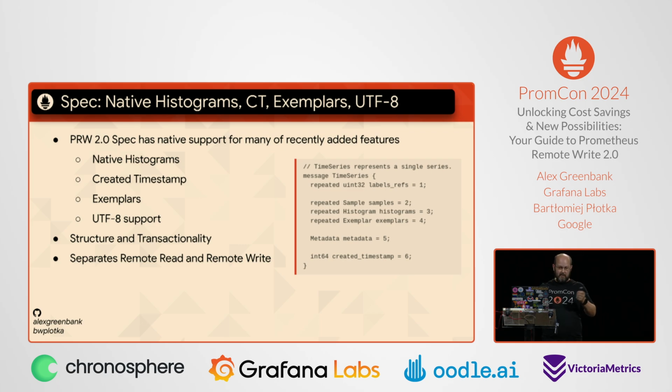We also added native structures within the protocol for many of the recently added features. So native histograms, created timestamp, all the ones that Bartek talked about earlier. It's also UTF-8 aware. As we saw before, Remote Write 1.0 had no official support for classic histograms. Experimental code had been added, but histograms were often munged into a number of separate series, which could cause problems if all the series were not delivered at the same time. By adding native support for these features in Remote Write 2.0, we solved many of these transactionality issues. This work also allowed us to create a clearer delineation between the protocols for remote read and remote write.